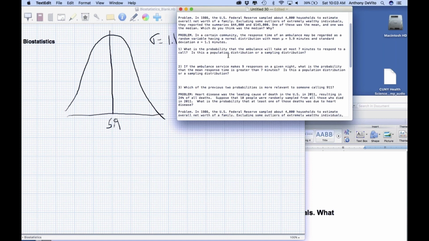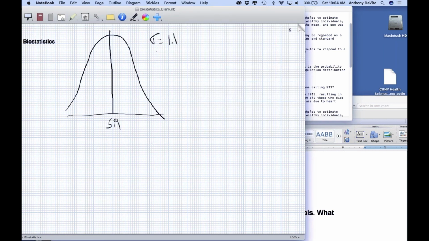Okay, so let's see. What is the probability that an ambulance will take 7 minutes to respond to a call? The mean is 5.9, and we're interested in the probability that it will take at least 7 minutes to respond to a call. So that 7 minutes is going to be over here, higher than 5.9. Well, let me see if I can use the empirical rule there. What's the z-score for 7? Z is equal to 7 minus 5.9 over 1.1, so that's 1.1 over 1.1, which is equal to 1.